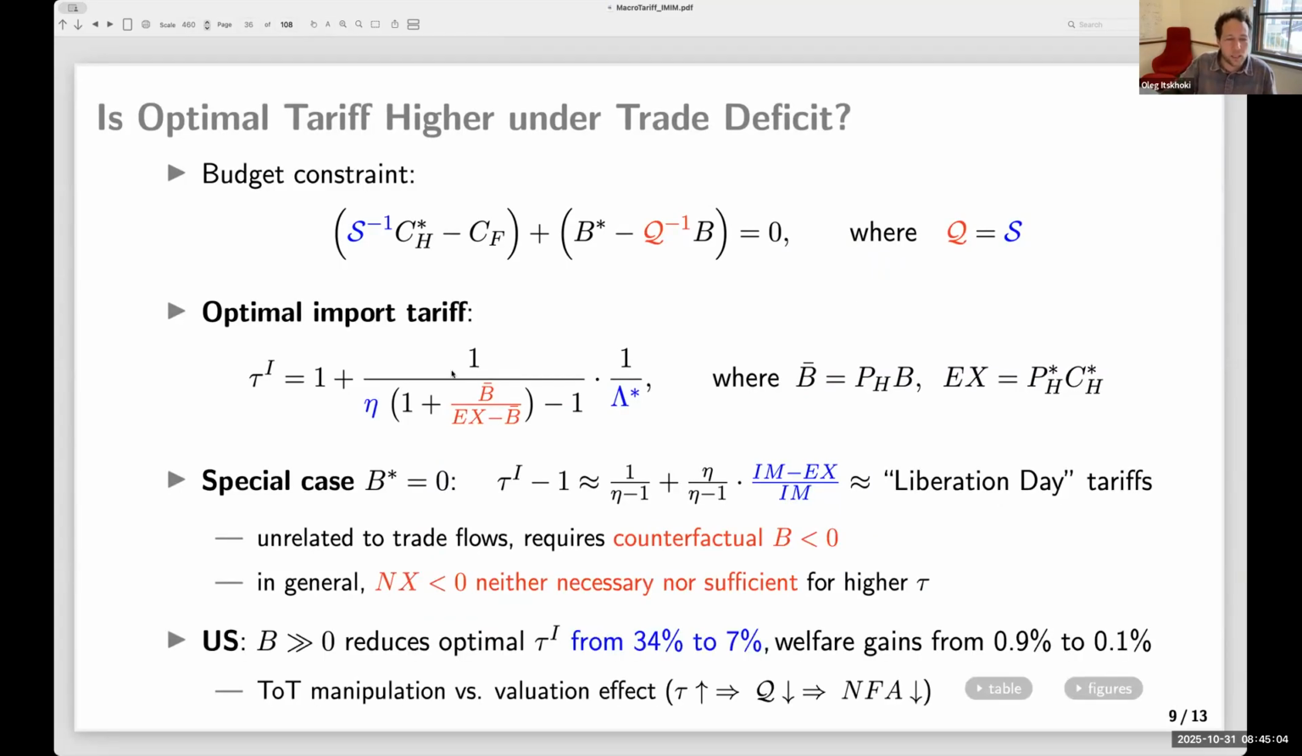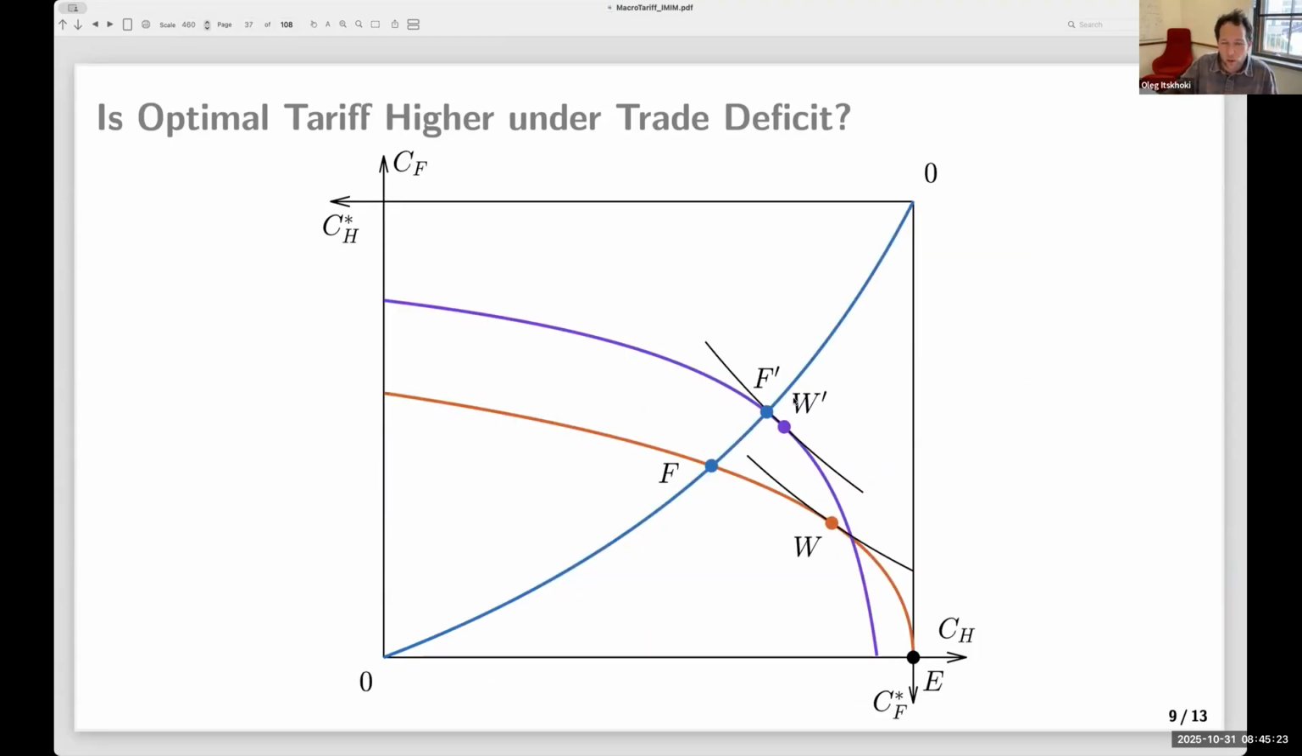Let me quickly skip to it. So the formula for the optimal tariff tells you that you get the benefit from this, but the loss from that. And the optimal tariff is smaller, right? You get the positive terms of trade effect, but the negative valuation effect. And with an import tariff, the two just come together. And so, let me quantitatively show you how it happens.